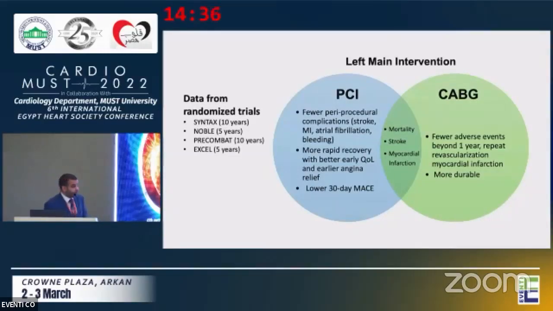About left main intervention, the debate for a very long time is: is it for PCI or CABG? This slide is concluding most of the biggest randomized trials: Syntax, Nobel, PRECOMBAT, and Excel. In these trials, usually there's not that much difference between PCI and CABG outcomes. They share the same mortality, stroke and myocardial infarction.